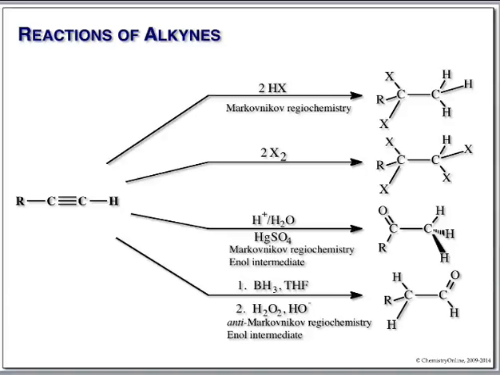We get a little bit different here when we do hydration. Hydration of an alkyne only occurs in the presence of mercury. And we wind up with a carbonyl compound. Now, we'll go through this, explain how it happens, but this actually follows Markovnikov regiochemistry very closely, very simply. Same thing here with hydroboration oxidation, anti-Markovnikov. Both of these have an enol intermediate.